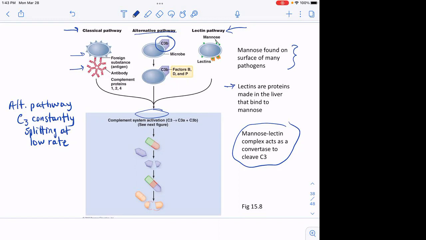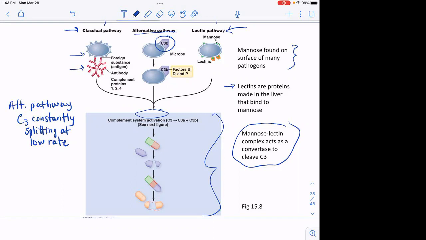Okay, so no matter which activation pathway we get, we get the same bits that are important to, again, hopefully resolve an infection. Okay, and remember all these complement proteins, they're in the blood. They move out of that bloodstream, maybe into the lymph or into the tissues when it's necessary for them to do so.